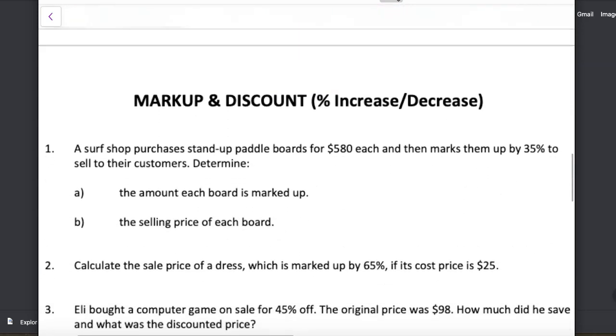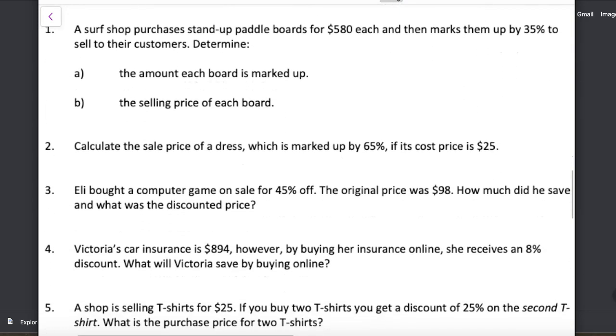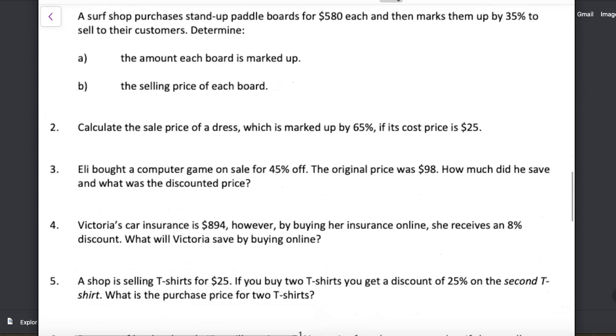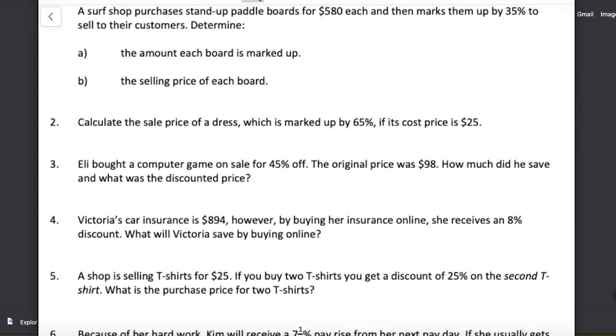So let's have a look at this in terms of a situation. So I'm going to focus on question number 2. Question 2 is all about the sale price of a dress. It was marked up by 65%. So a dress shop owner paid $25 for this dress to come into their shop, and now they want to mark it up to sell it to their customer.